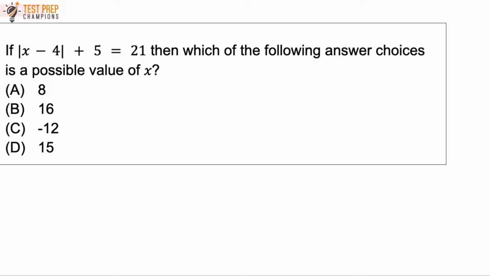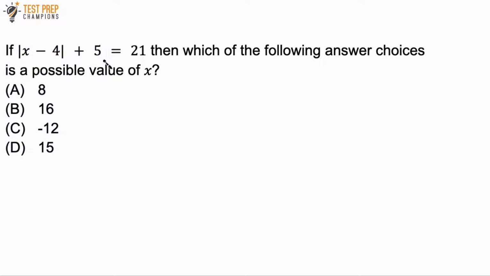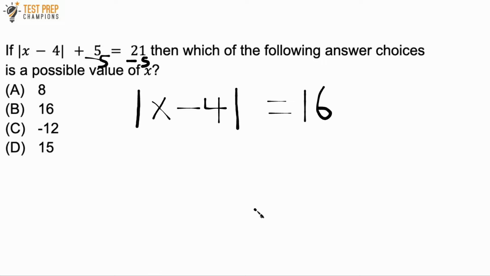Okay, so the first step here for this question is to subtract 5 from both sides of the equation. So I'm going to do minus 5 on the left-hand side of the equation, and I'm going to do minus 5 on the right-hand side. And let me rewrite this and show you what it'll look like. So this is what we'll have, because 21 minus 5 is 16.